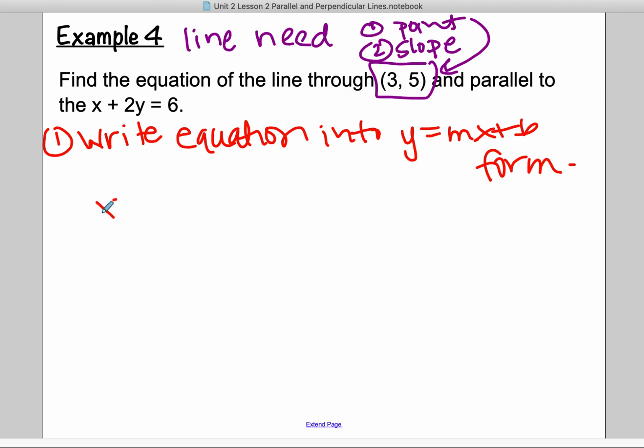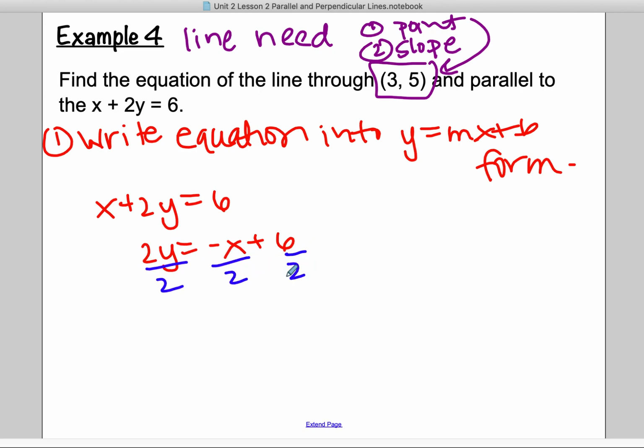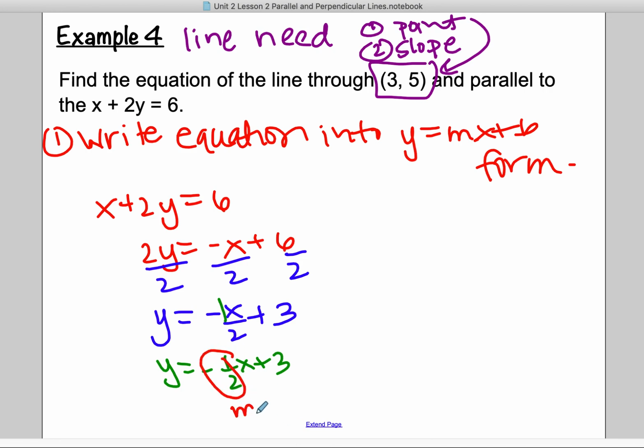So I'm going to rewrite. I got x plus 2y = 6. I would subtract x, so 2y equals -x plus 6, and then I would divide everybody by 2. Okay, so my equation is y equals -x over 2 plus 3. Now what I need from here is my slope. My slope is my number always right in front of my x. So what's in front of my x? It's really -1 over 2. So I can rewrite this. It's really -1/2 x plus 3. So this is my slope.